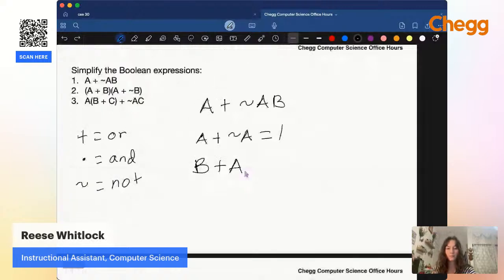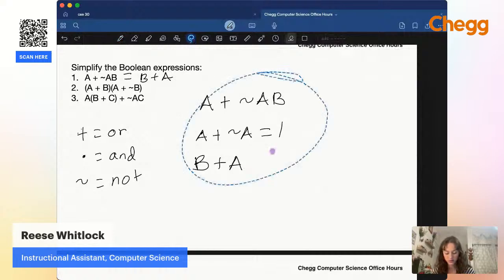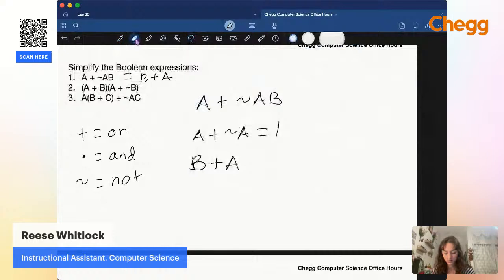Okay, so this simplified will be B or A. And then moving on to the next one, I'm just going to move this over here. Oh no, it got caught. Just erase it.